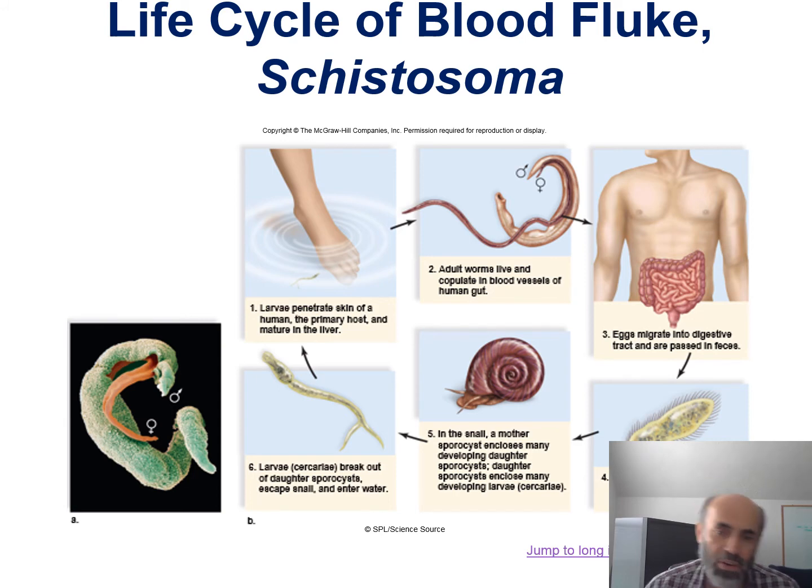So in the contaminated water, when the humans touch that water, those larvae penetrate in their body and can move to humans and other mammals, and they live in their circulatory system, in the blood vessels. That's why they are called blood flukes. They can actually become fairly large in size.